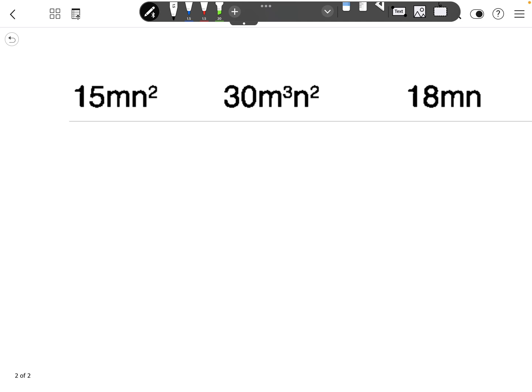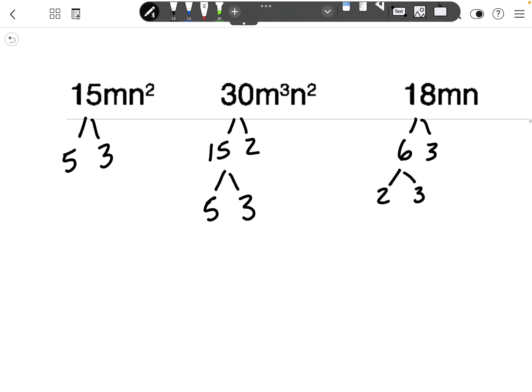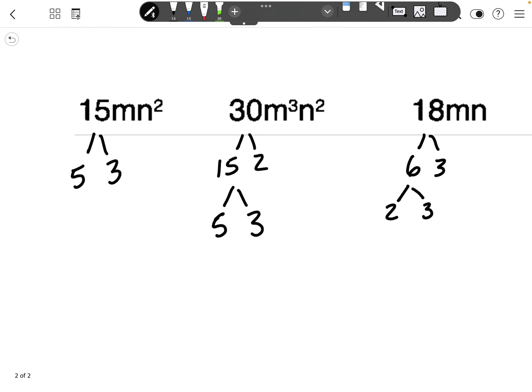So I look at 15. 5 and 3. 30. 15 and 2. 5 and 3. And 18. 3, 2, 3. So I can take a 3 out of all of them. That's it. So I'm going to say 3.